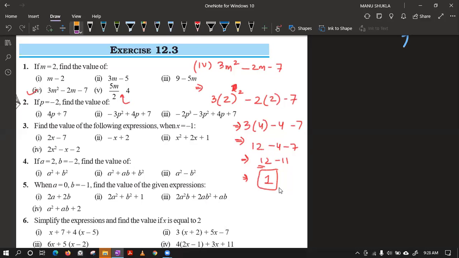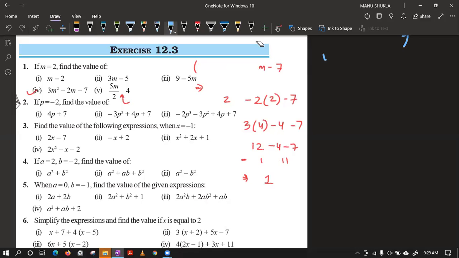Let me erase this first. I don't know what happens, but in this third class only, this problem comes. The eraser is not working right now. Let me change the pen. Okay. So we have the blue pen now.